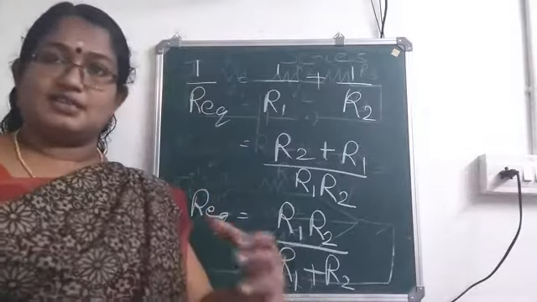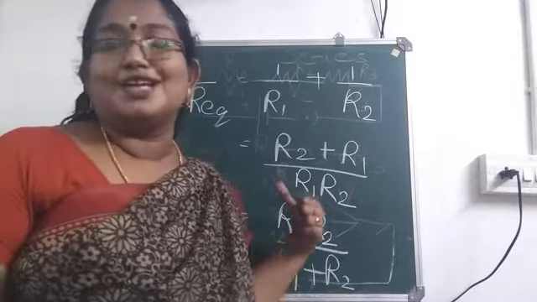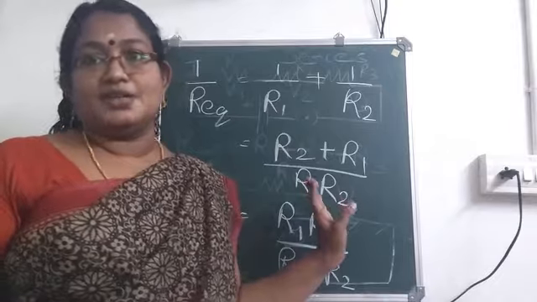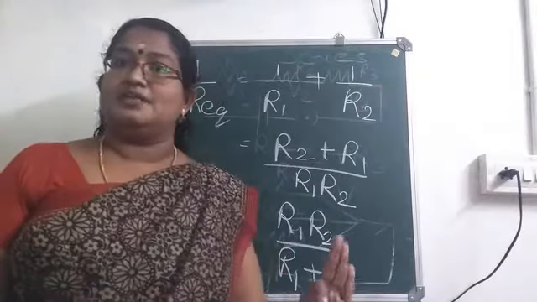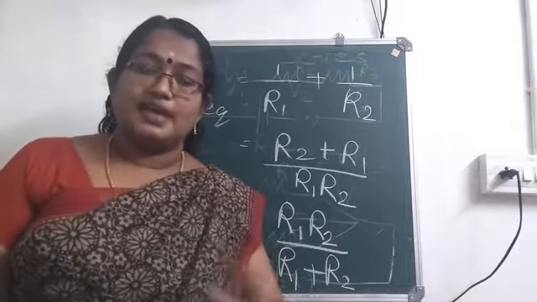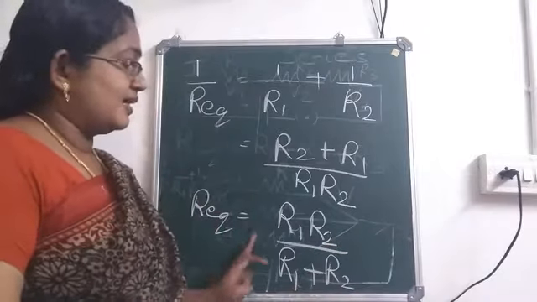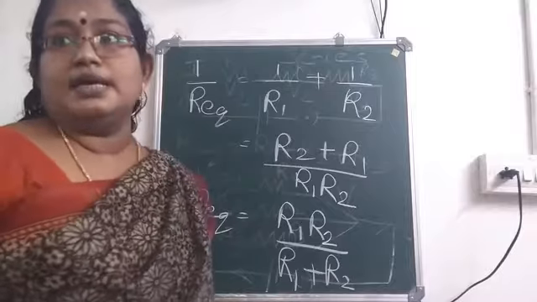Our final answer 1 by R equivalent kittiyittu adinte reciprocal eduthale will be getting the total resistance. But usually we will forget to do that. Okay. So please keep in mind 1 by R equivalent alla namakku vendathu. Total resistance ennu parayane we need R equivalent. So for the final answer we have to take the reciprocal. But if only two resistors are there, directly you can use this equation. Okay. So is it clear?